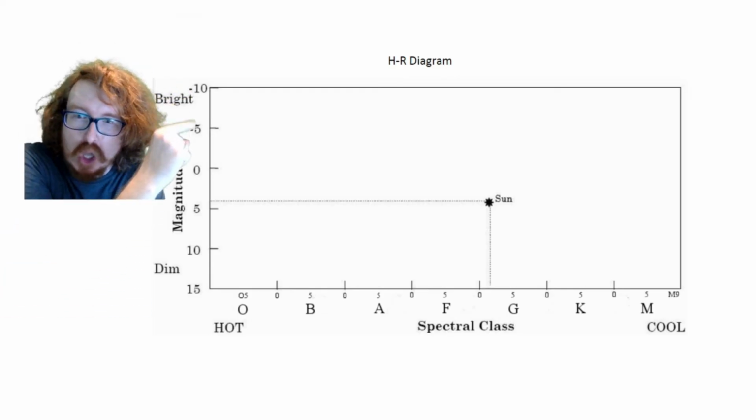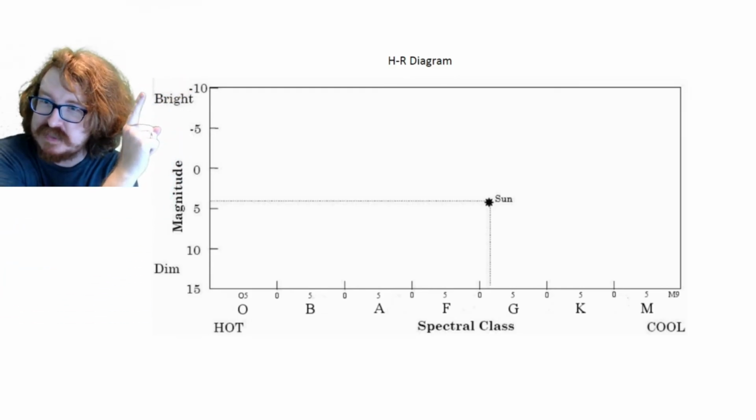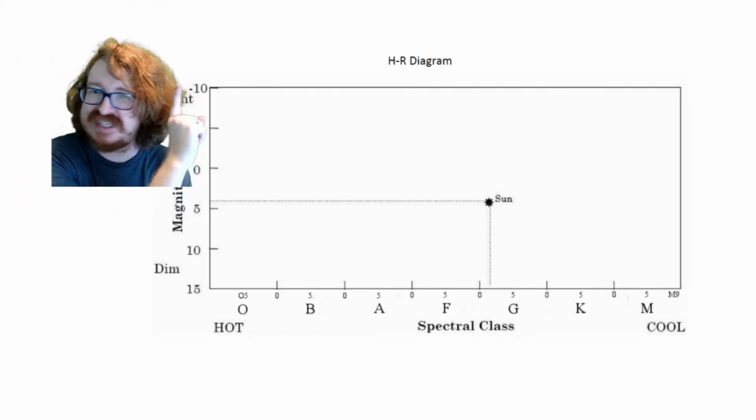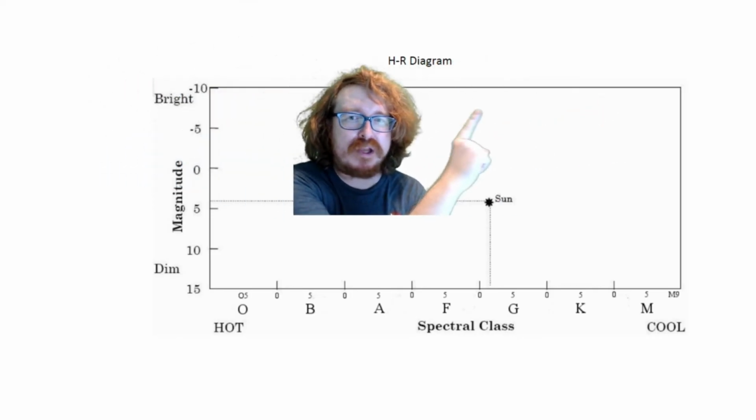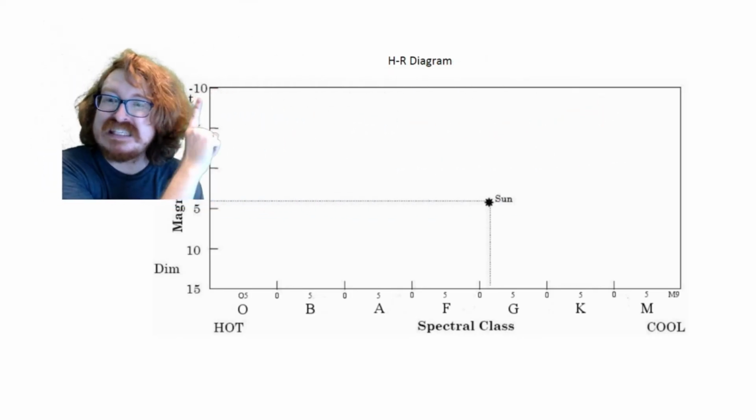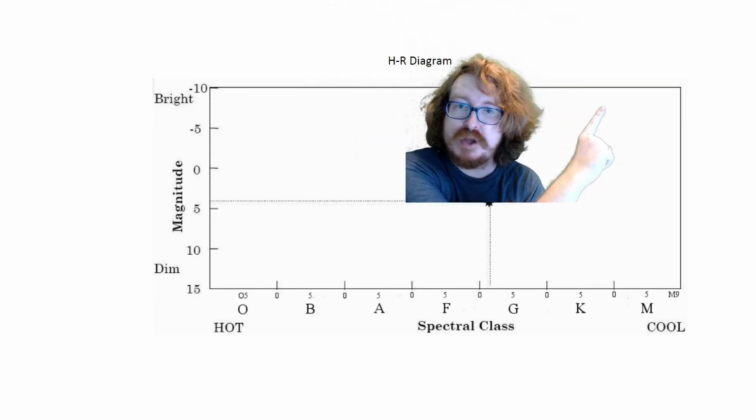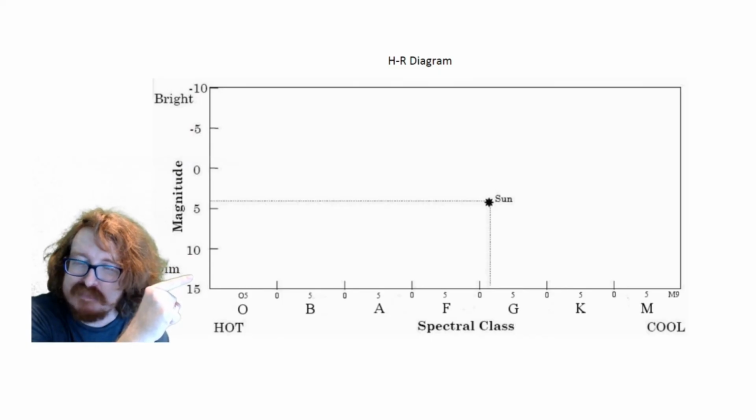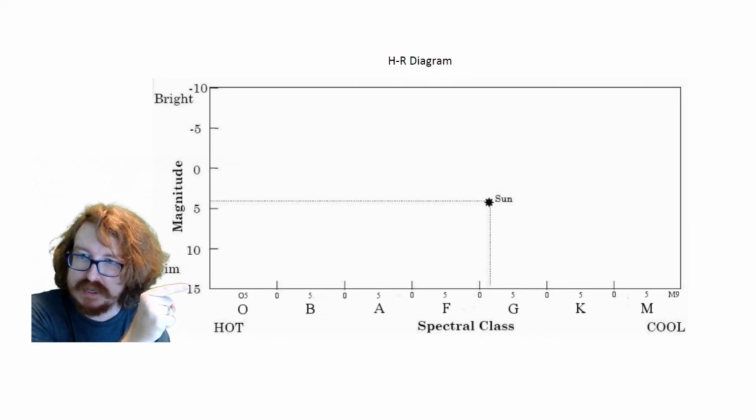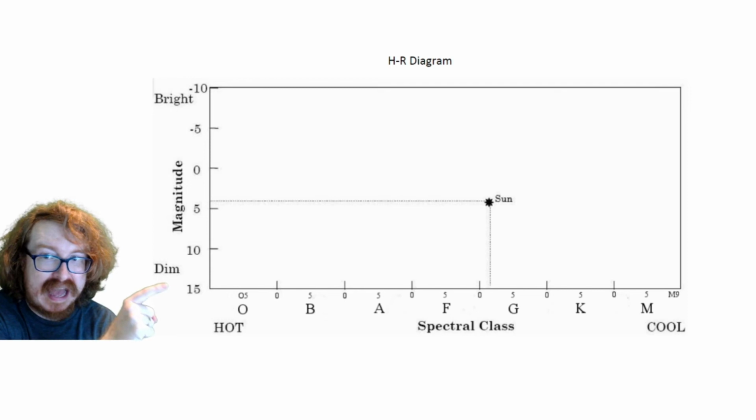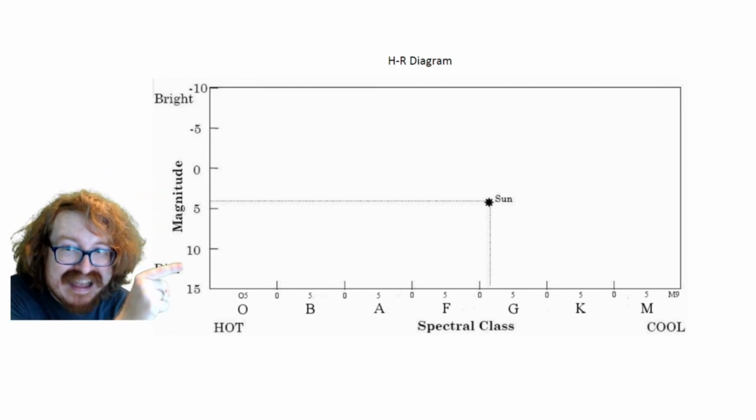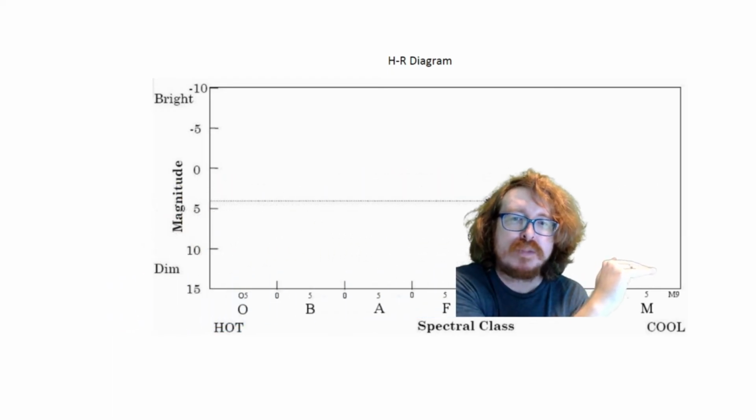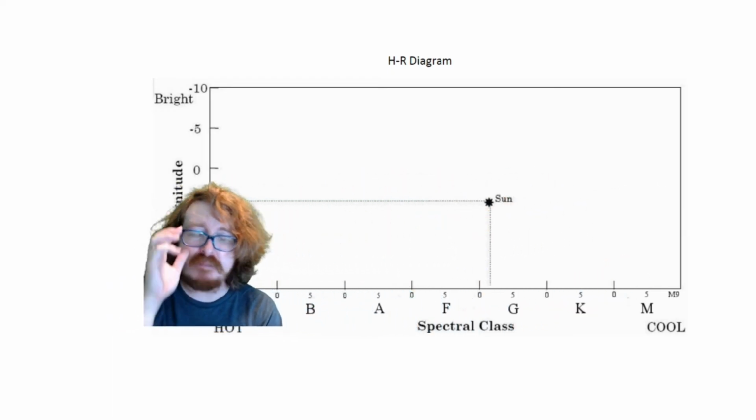So notice the low numbers are at the top where it says bright, because low magnitudes mean bright. So just like we said before, bright is the top of the graph, but that means low magnitudes are the bright stars at the top of the graph. And down here we have our highest magnitudes. 15 is the highest one on here. But notice that's where we have the dim stars. So a high magnitude means a dim star. So all the stars along the bottom are dim, okay?